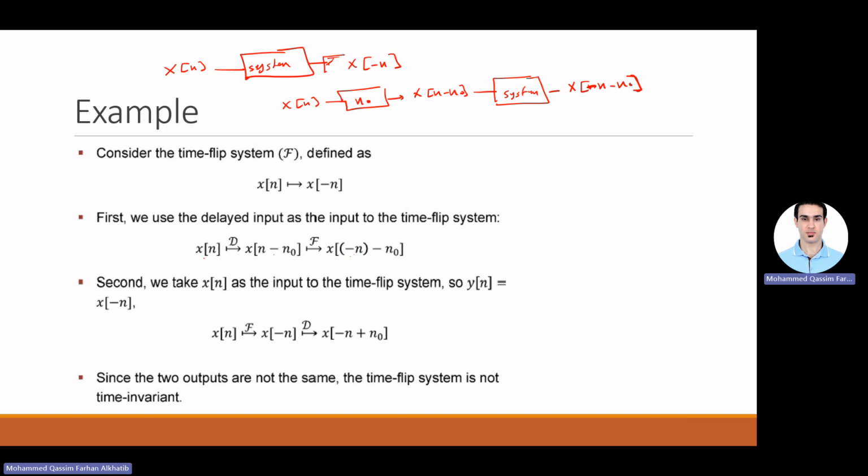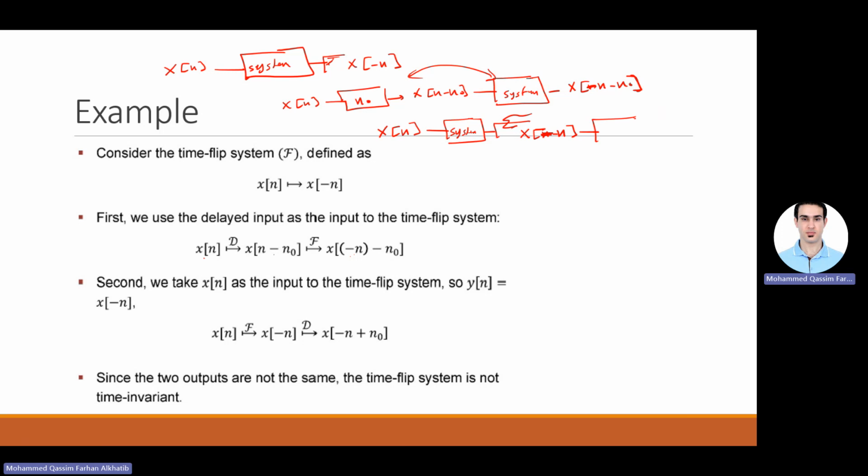Now let's try the opposite, or flip the order between the system and the delay. So I have x of n, and then apply it to the system. So I have the system here. I'll get x of negative n.